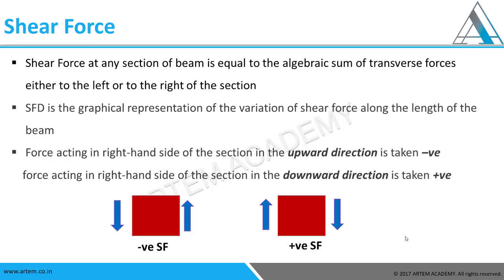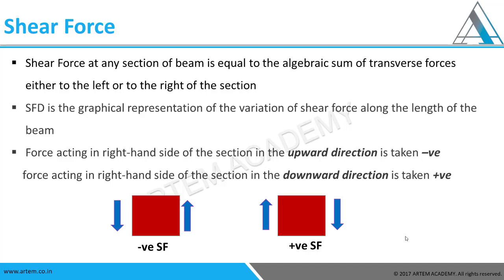Now shear force. Shear force at any section is equal to the algebraic sum of transverse forces either to the left or the right of the section. It means if we consider a beam and it has a number of forces, whether it's a uniformly varying load, uniformly distributed load or a point load, we have to just add up, whether positive or negative, and whatever is the resultant force, that is the shear force acting there. Obviously there is going to be variation from one place to another along the span of the beam, and that is what we are going to learn in the SFD.